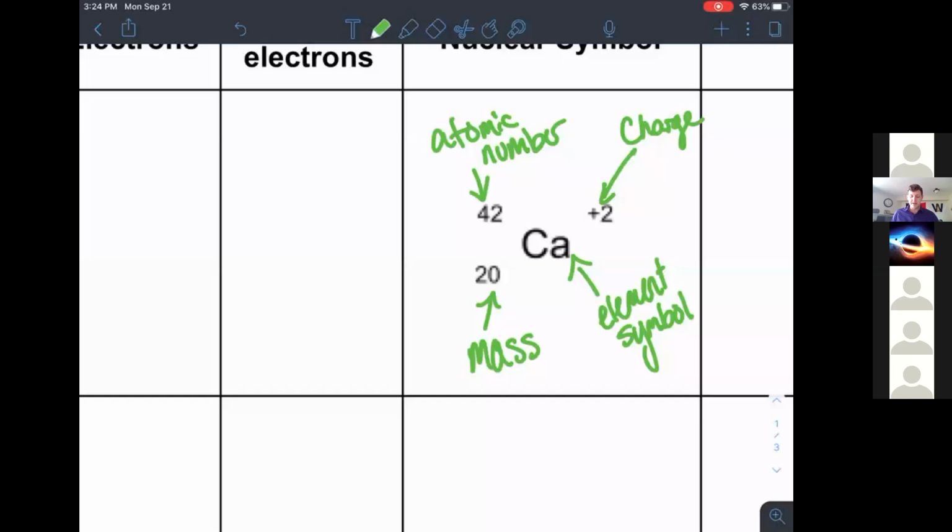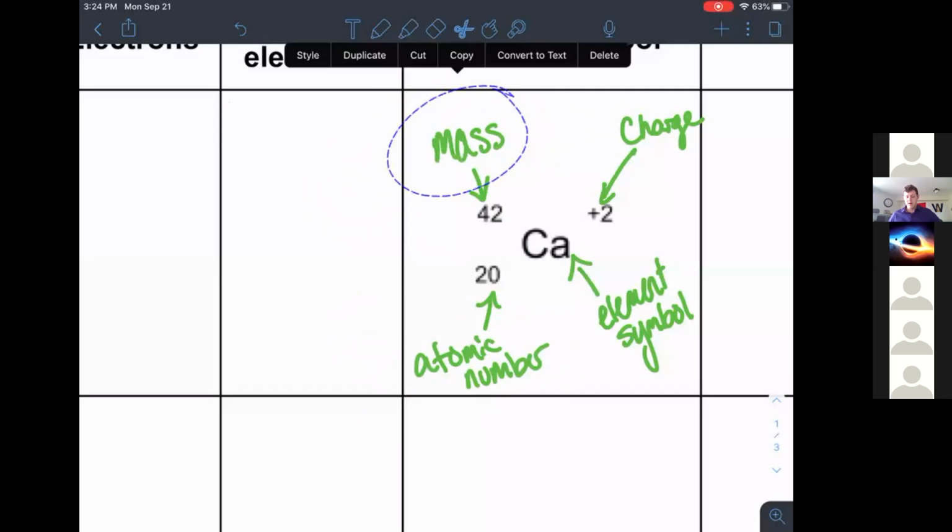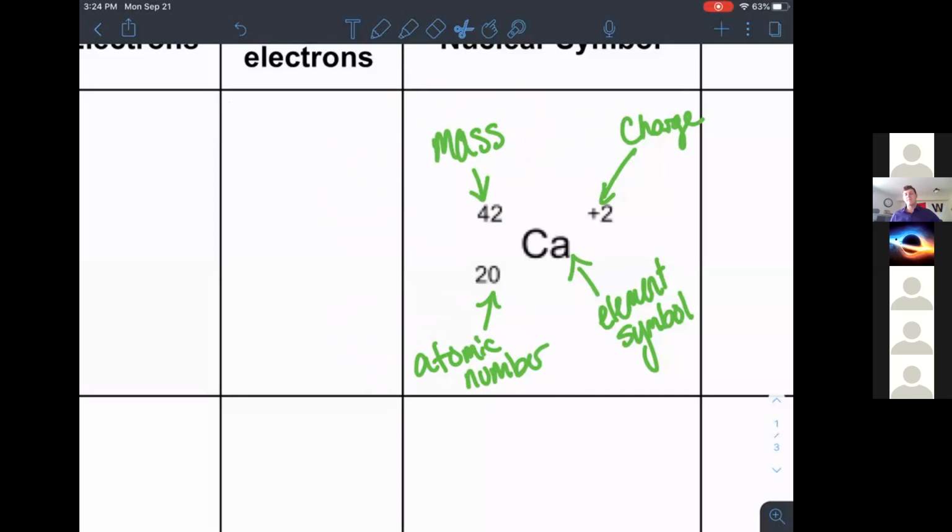There's one thing I'm going to switch on you guys, which is that the mass number is going to be that 42 and the atomic number is going to be that 20. That's the case because our mass number always needs to be bigger than or the same as the atomic number, because remember, the mass is found by getting our protons plus neutrons. So if we had 42 protons, or the atomic number was 42, then our mass number would at least have to be 42 in order for that to work.